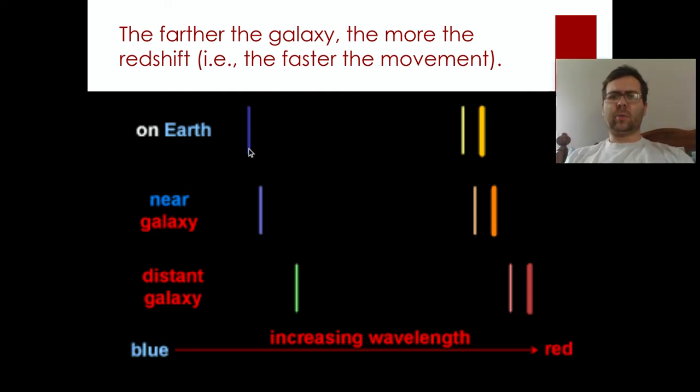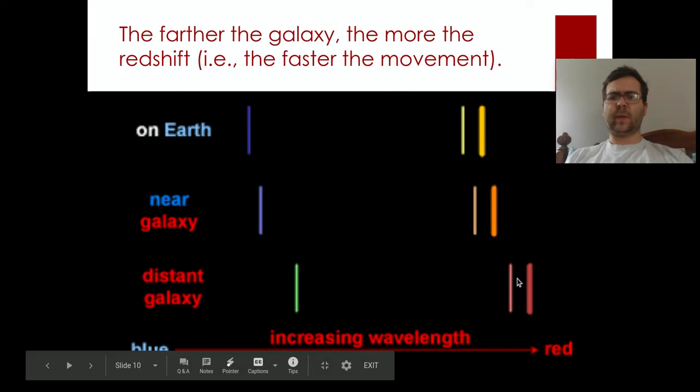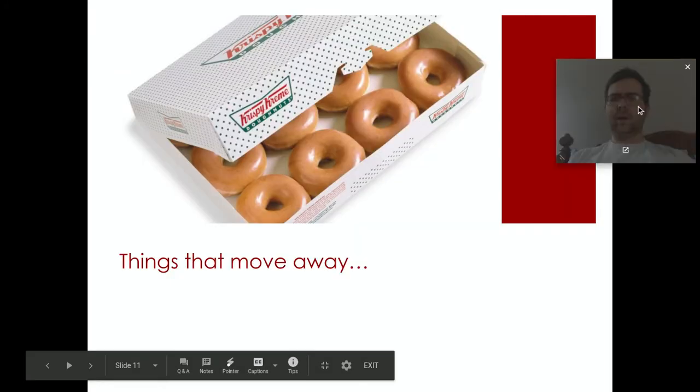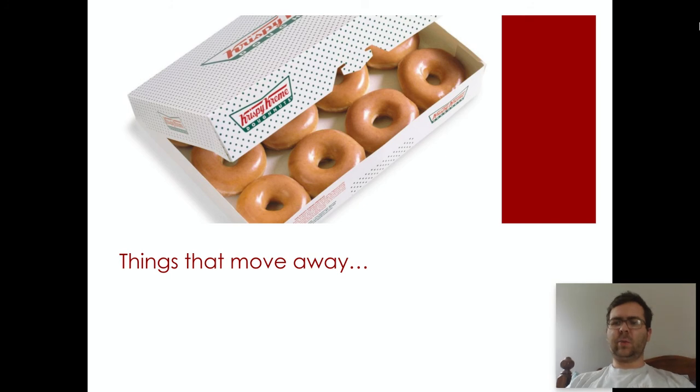So on Earth, we have, I think, the sodium spectrum lines. But when we look at galaxies, we see these lines shifted, and the further away the galaxy is, the more the shift. So I want to compare this to some donuts.